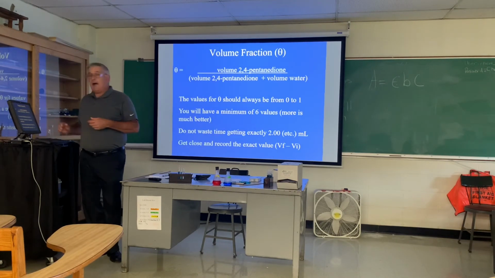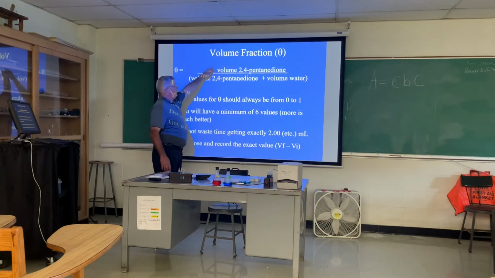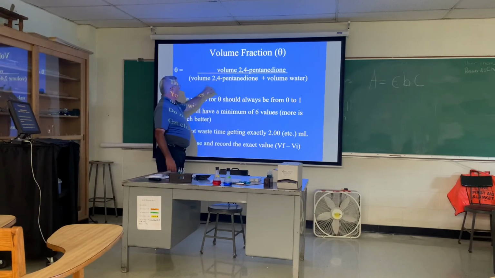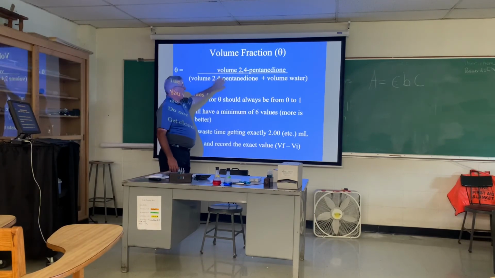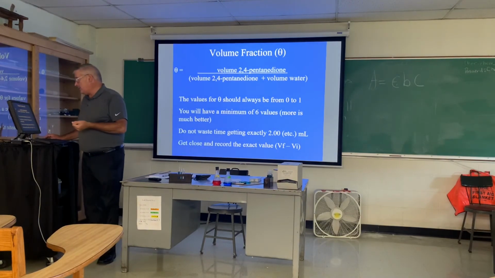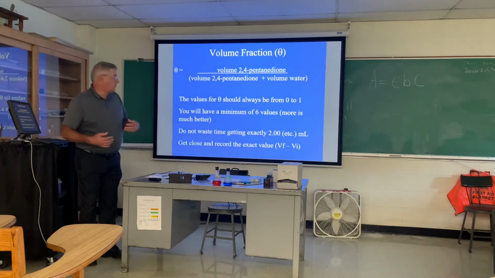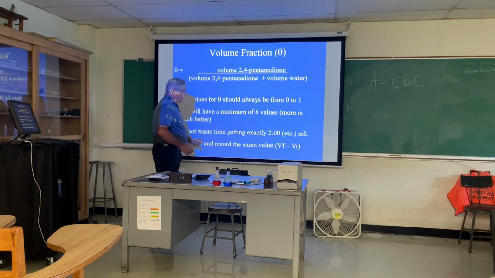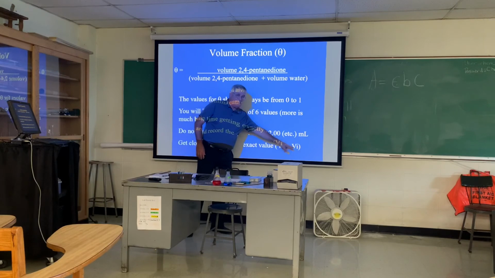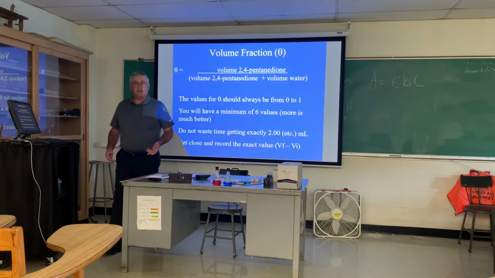So anyway, how do I calculate the volume fraction? Basically, it's going to be the volume of 2,4-pentadione that you put in your test tube divided by the total volume, the volume of the 2,4-pentadione plus the volume of the water. And you should have a number of different fractions that you look at in that relationship. You're going to do this delivery with a burette, so be sure and record your volume initial and your volume final so you can find the volume that you delivered into each test tube.